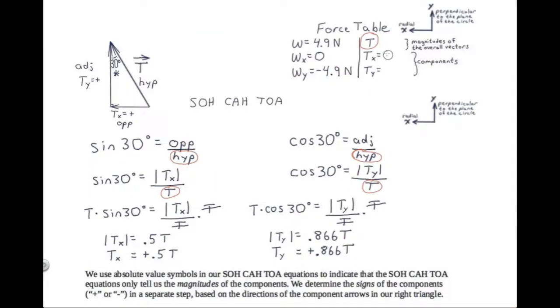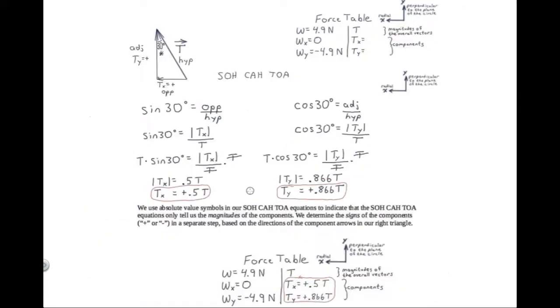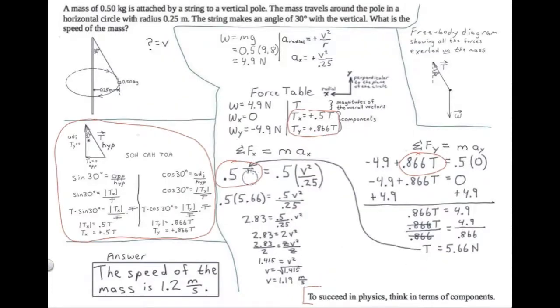We used the symbol capital T to represent the length of the hypotenuse in our SOHCAHTOA equations. And that allowed us to obtain mathematical expressions to represent the components in our force table. You don't need to know a number for the magnitude of a force in order to break the force into components. And then we substituted those mathematical expressions for the components into the Newton's second law equations.